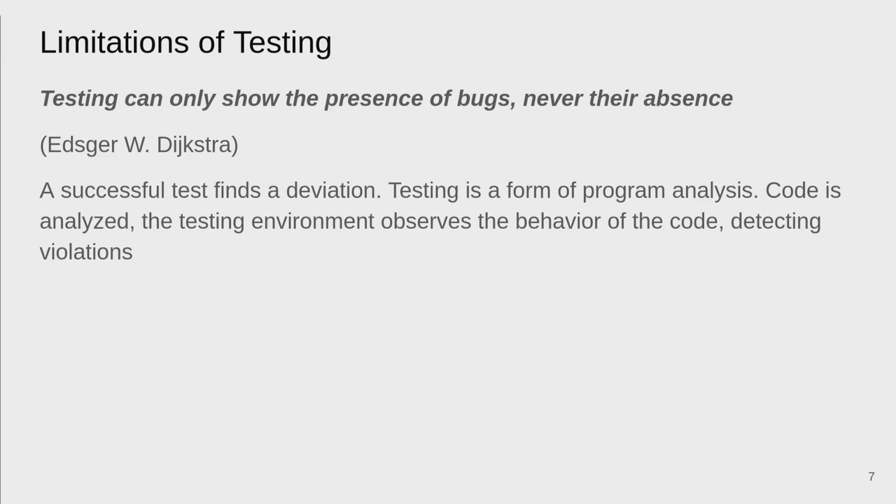Now, a successful test finds a deviation of some form. And testing is a form of program analysis, where we analyze the code, the testing environment can observe the behavior of the code, and then we're going to try to detect violations of any form.